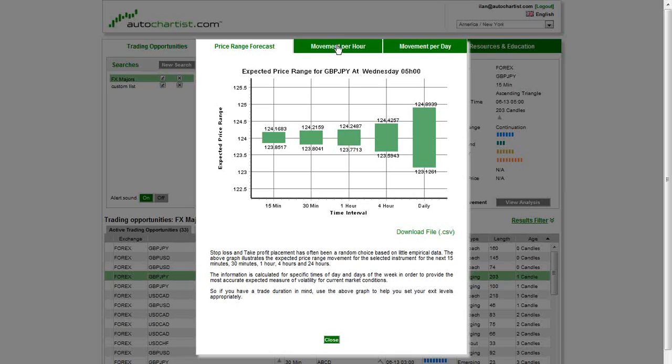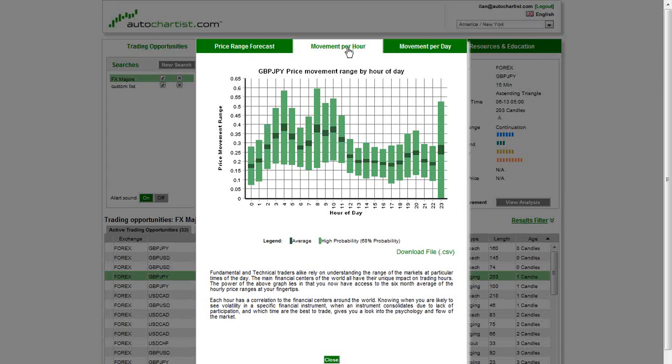The next interesting bit of information that Power Stats provides is what we call the movement per hour of day. This gives you a breakdown of the expected volatility over a 24-hour period. We can see quite clearly that pound yen trades very heavily, again in New York time, between 4 a.m. New York and 10 a.m. New York. So actually, precisely now, we're hitting the very, very volatile time for pound yen.